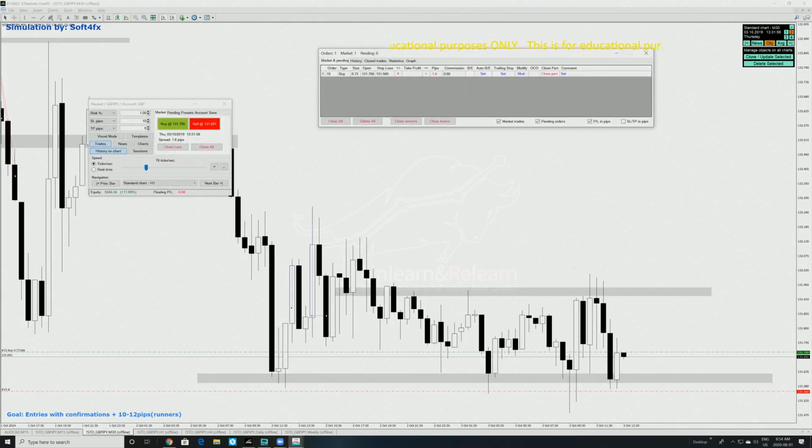So for a 20 pip range, you would never consider trading that range? No, it's 20 pips. I won't, right?